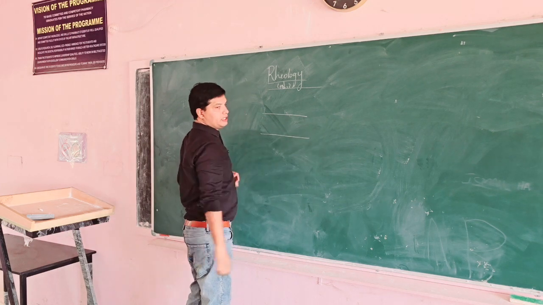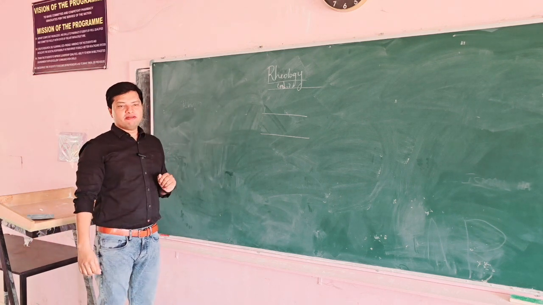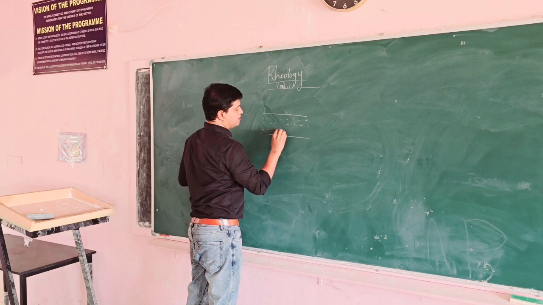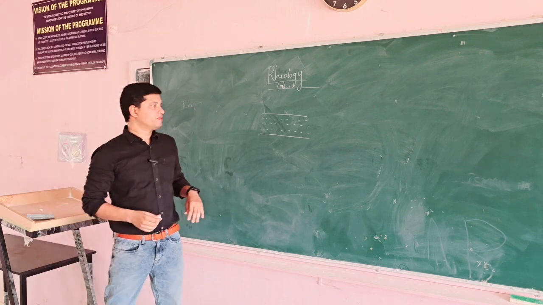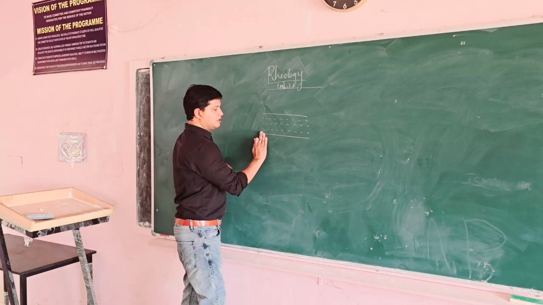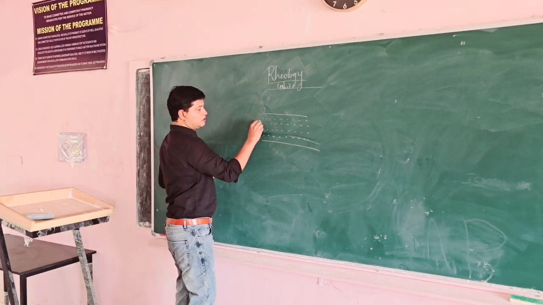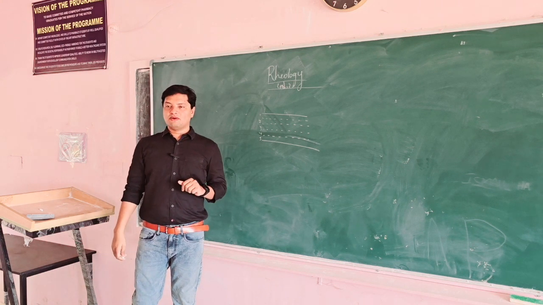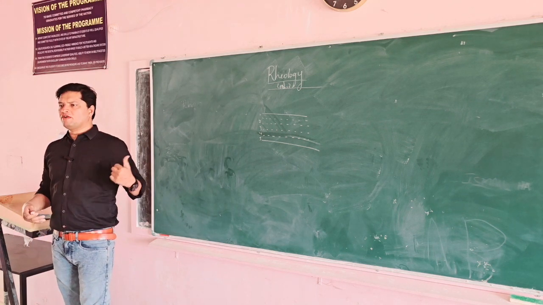Assume a pipe in which liquid is flowing. When liquid is flowing, we can have imaginary layers. Real layers are not there, you can imagine. Listen. Which layer will flow fast? One, two, three, four, five. Is it one or three? Why? You should understand. If you don't understand the concept, you won't learn.